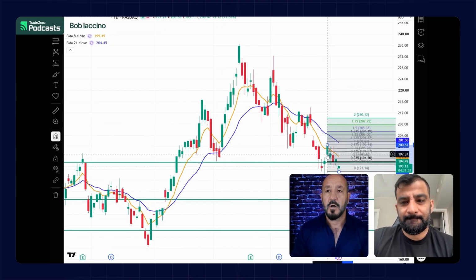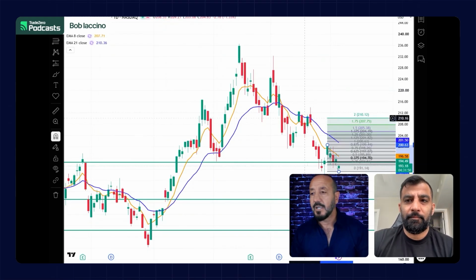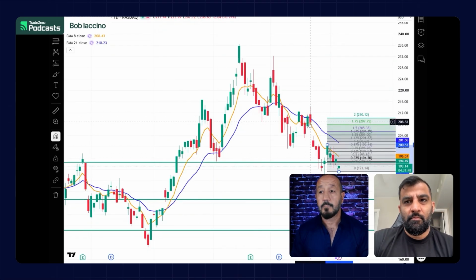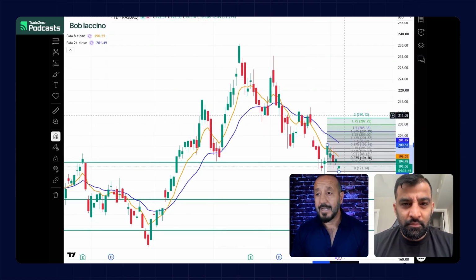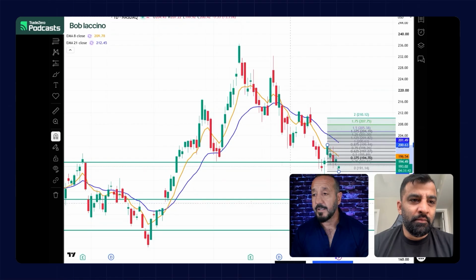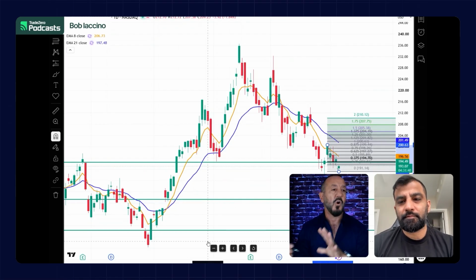But this is your target for NVIDIA. If it closes above 263, it should hit, again, another gap, right? See this gap here? It should hit that full gap and will likely go to about 210.12 before it pauses.